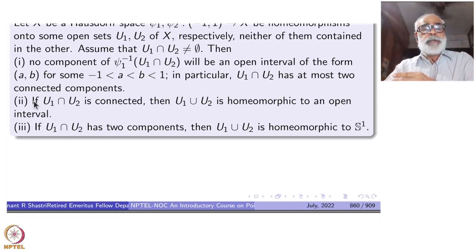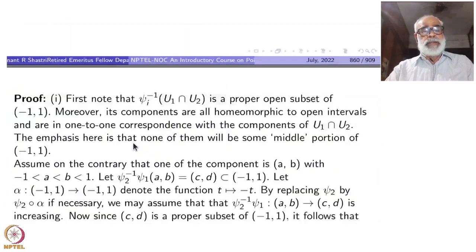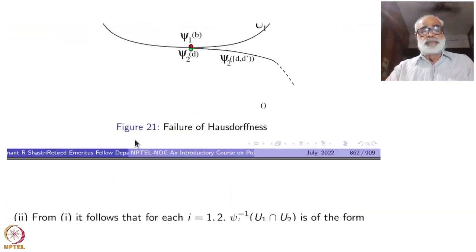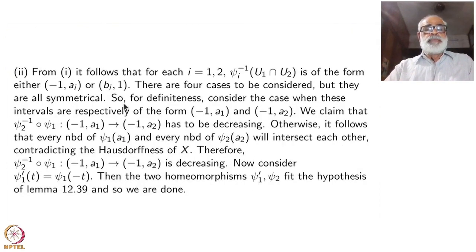Now I have to say that all the hypotheses of the first case is covered, or all the hypotheses for the second case is covered, that's all. Then these two and three are the only possibilities. That is the second part and third part here. So the second part is, from whatever we have seen in the first part, it follows that for each i equal to 1 and 2, psi i inverse of U1 intersect U2 is of the form minus 1 to a_i or b_i to 1. This end or the other end.